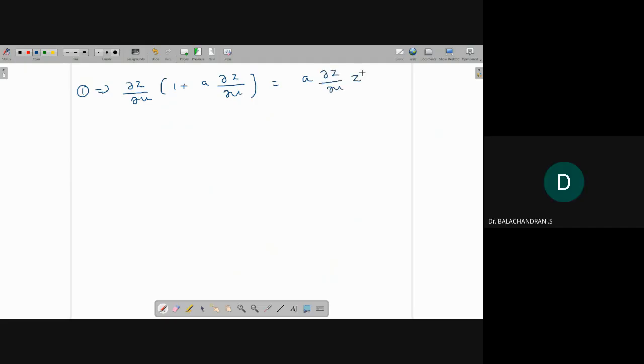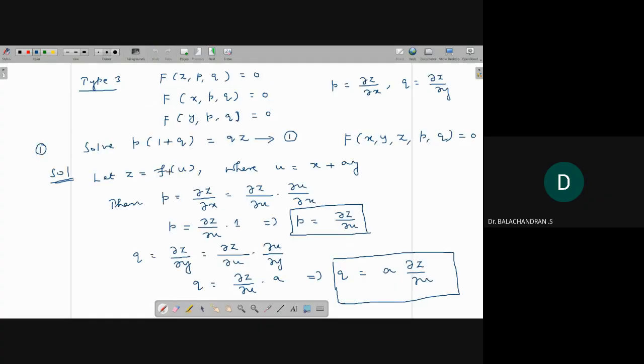Now, z is a function of u only. Z is depending on u only. So dou z by dou u is the same as dz by du, because if we have a function of two variables, for example f of u comma v, then dou z by dou u is meaningful. Otherwise, you can write dou z by dou u equal to dz by du.